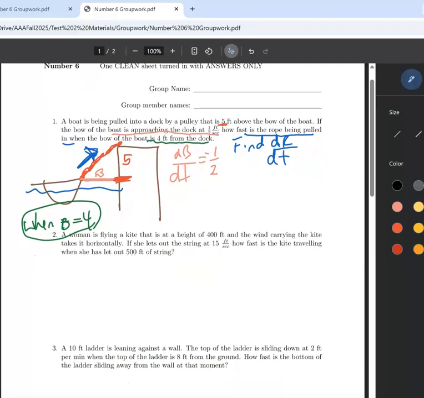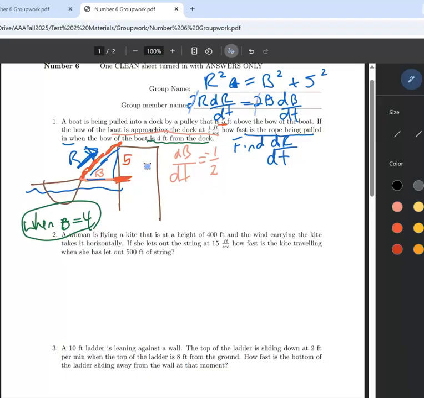So what equation do you see here? Oh, I forgot to put the r in for the rope. There it is. So this triangle here is the equation we're going to use. It's going to be r squared equals b squared plus 5 squared. Now I'm going to take the derivative. So 2r dr over dt equals 2b db over dt, and the derivative of 5 squared is 0. Okay, so I'm going to cancel the 2's just to get rid of extra information.